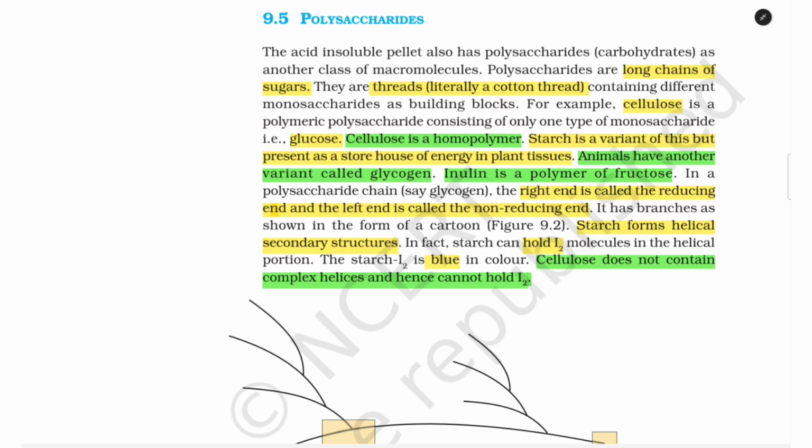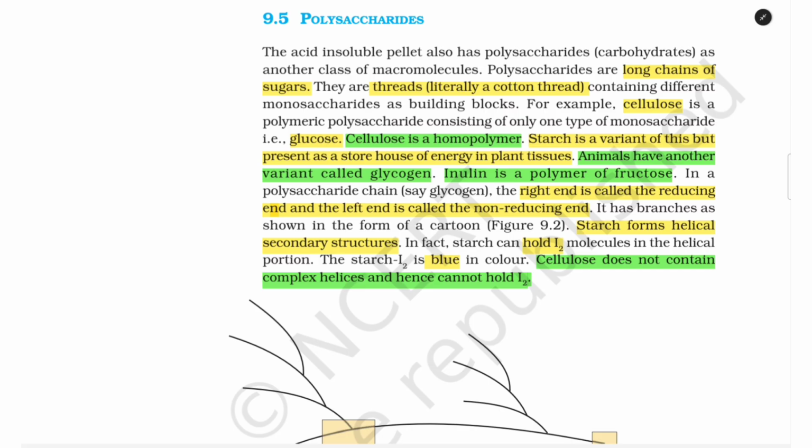Animals have another variant called glycogen. Inulin is a polymer of fructose. In a polysaccharide chain, say glycogen, the right end is called the reducing end and the left end is called the non-reducing end. It has branches as shown in the form of a cartoon in figure 9.2.